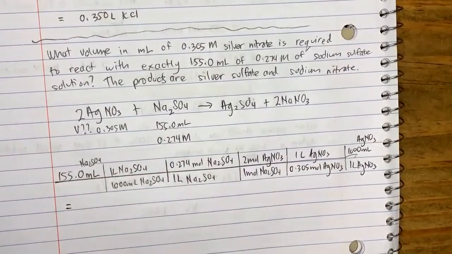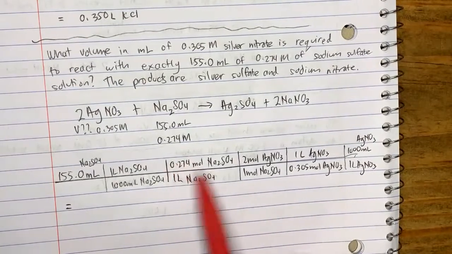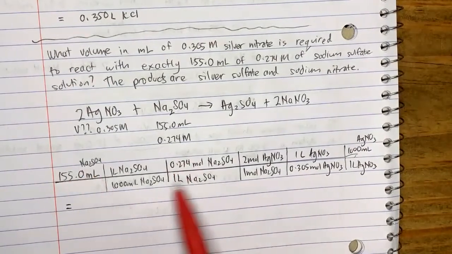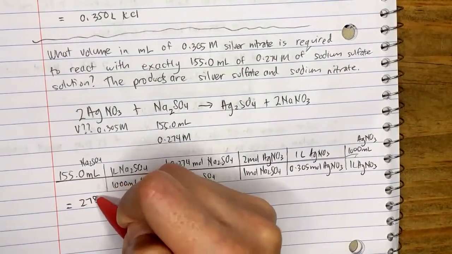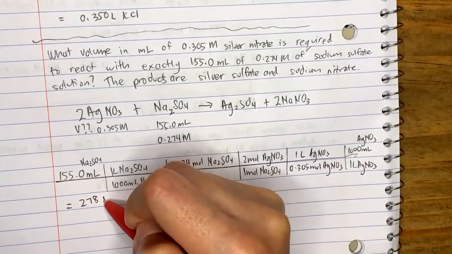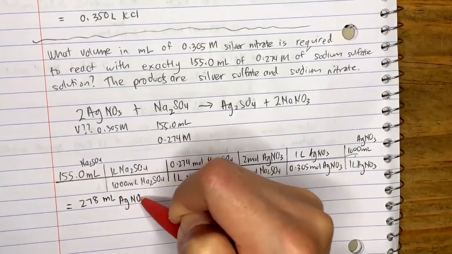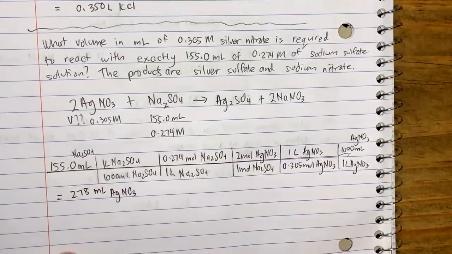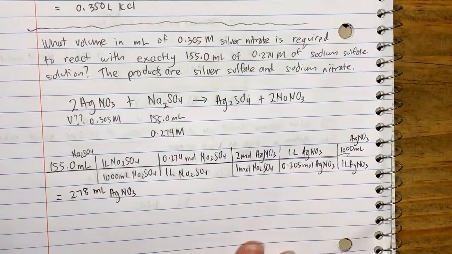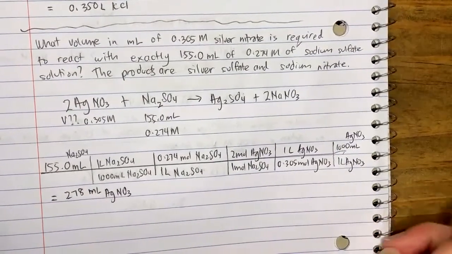And we want to keep 3 sig figs here, because that's 3, that's 3 here, and that's 4. But we'll keep 3 in that answer. So you end up getting 278 milliliters of AgNO3. Okay, so that's how we would do that problem. So let's try some more. One more like this.